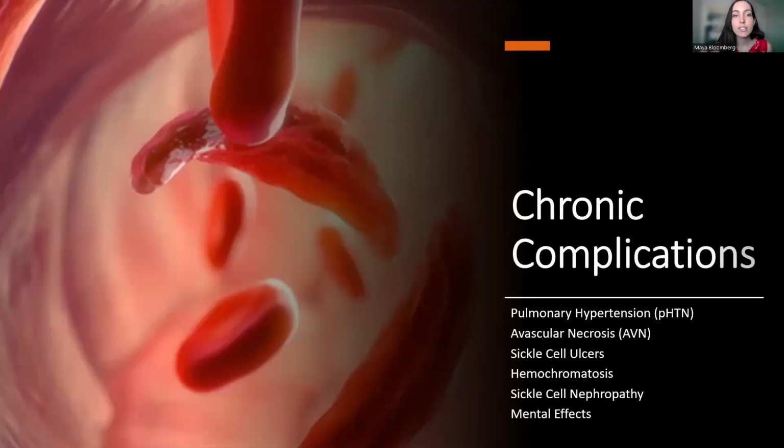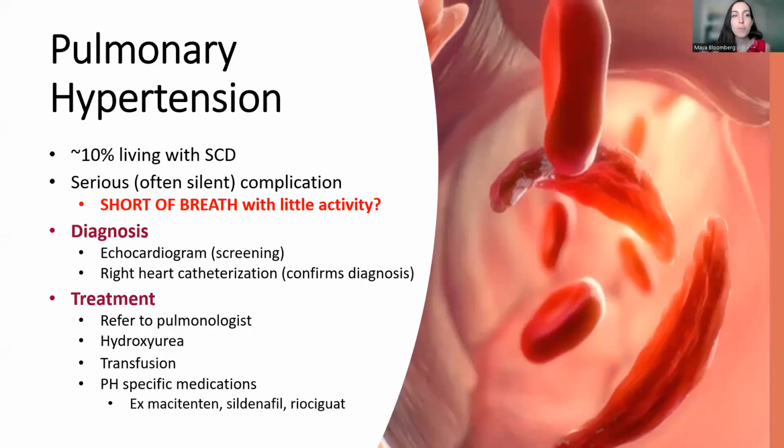Now we are going to discuss our chronic complications highlighted here, with the first one being pulmonary hypertension. You can see it affects around 10% of individuals with sickle cell disease, and it is associated with an increased risk of death. Anemia and hemolysis, or that red cell breakdown, increases the risk of pulmonary hypertension because of the effects of hypoxia or low oxygen, and longstanding anemia increases the cardiac output.